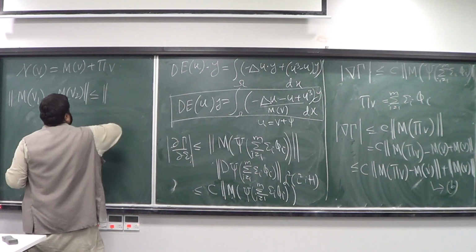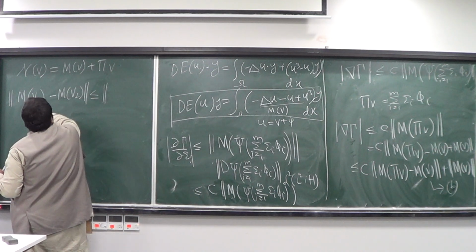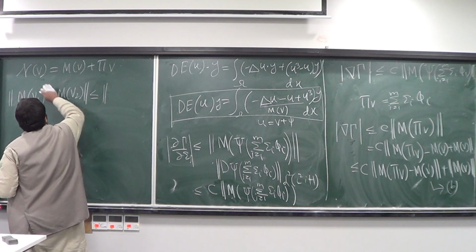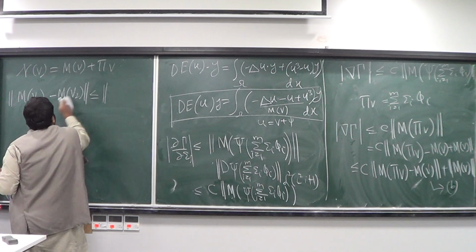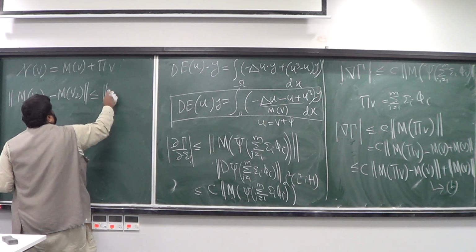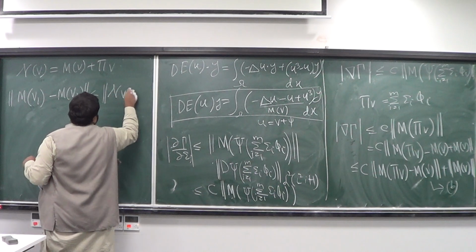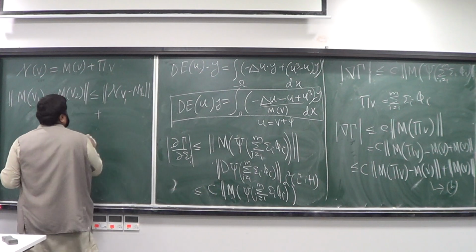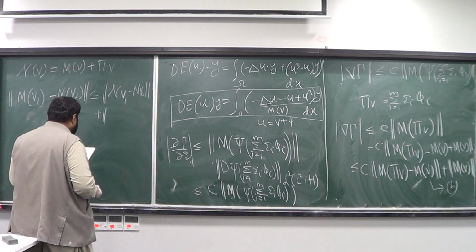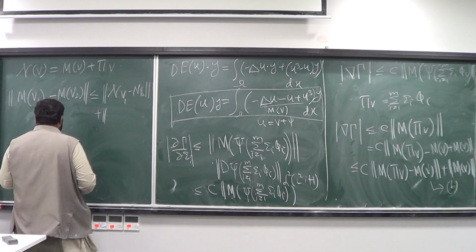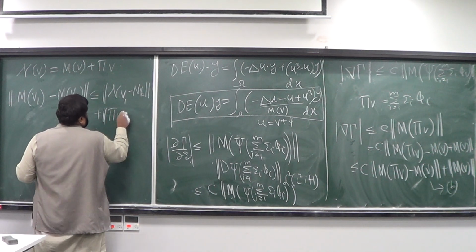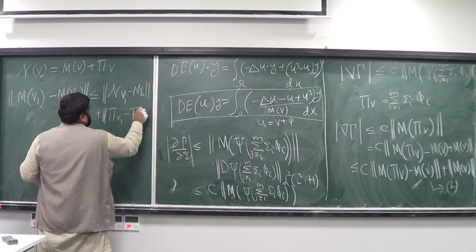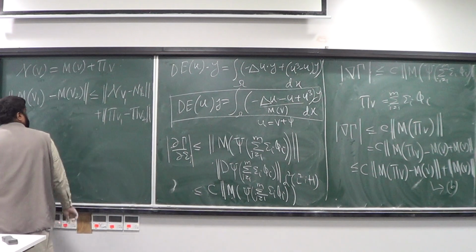So I can calculate M of V1, which is going to be N of V1 minus pi V1. M of V2 is going to be N of V2 minus pi of V2. Taking their difference and applying the triangle inequality, you're going to get the norm of N of V1 minus N of V2, plus the norm of pi of V1 minus pi of V2. This is what you're going to get.